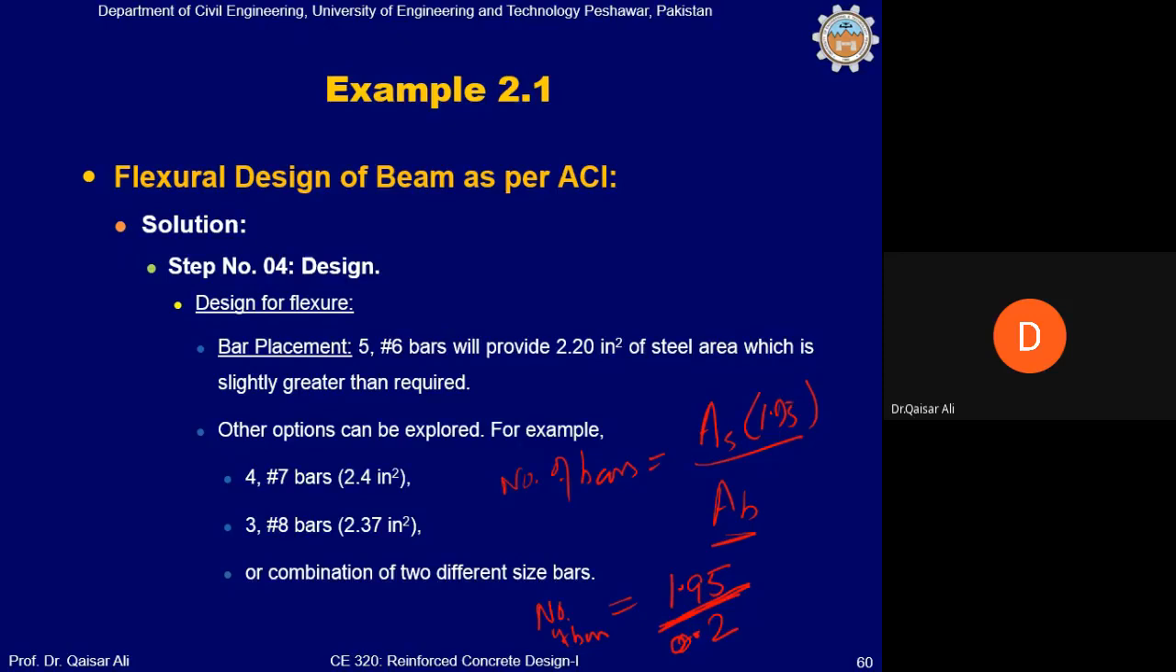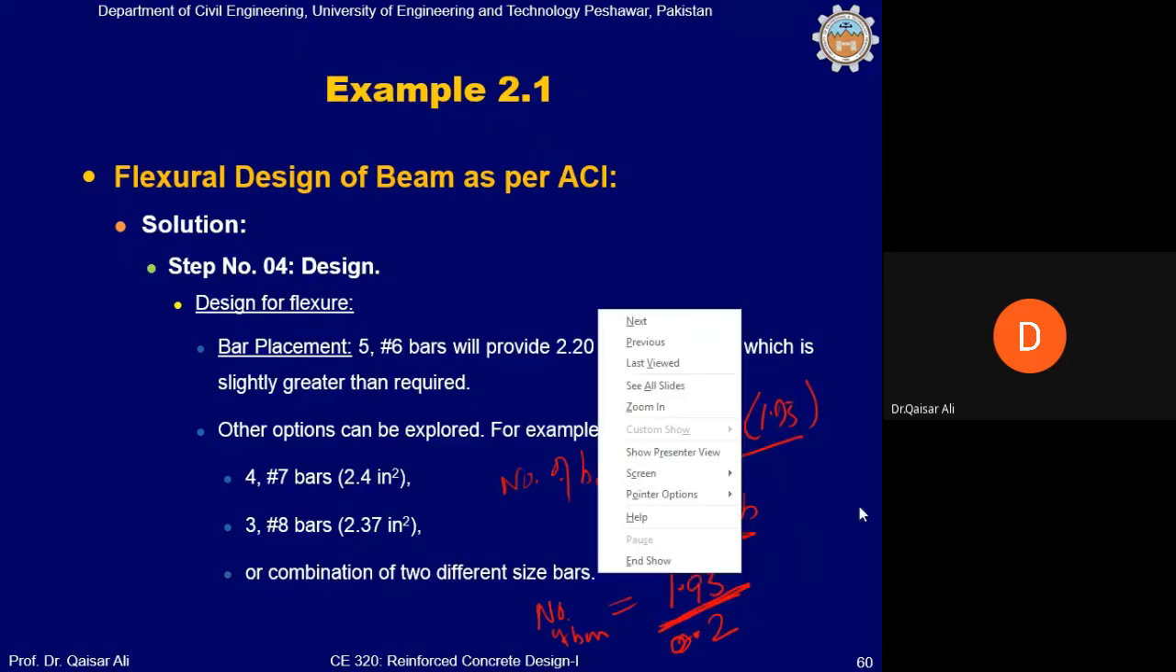Now we have to place these 10 bars inside the beam whose width is 12 inch. If you start placing them, you will see that the bars cannot be placed in one layer for sure, and will be placed in 2 layers. I will give you a hint, and then you can try this yourself, because placement of bar is very, very important from a practical point of view.